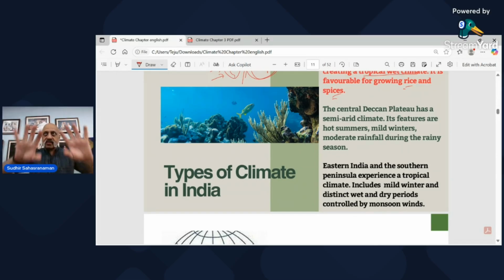So you have seen this, right? Different parts of India having different kinds of climate. I hope you are able to understand and appreciate this. That's why this part of the chapter is extremely important.